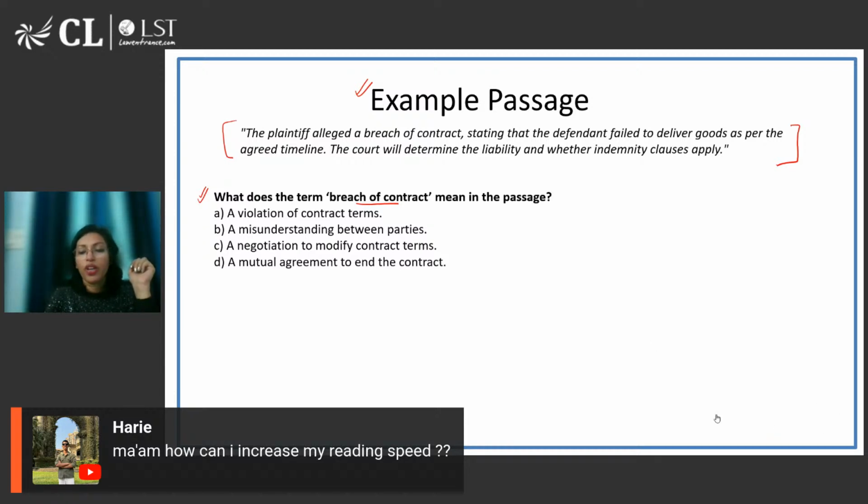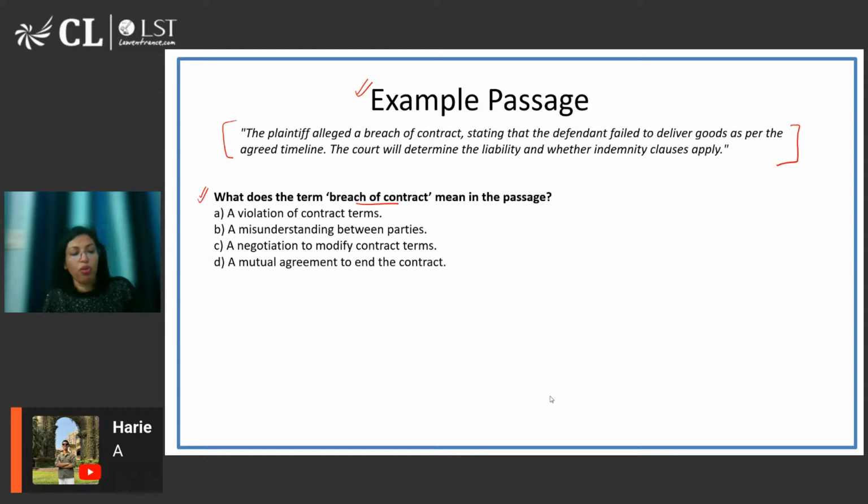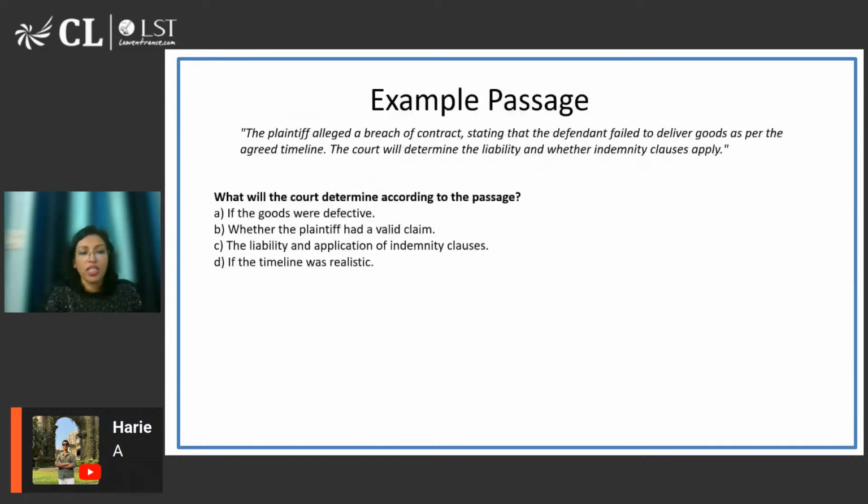Okay, all right. Correct answer, yes, has to be A. Breach of contract means a violation of contract terms, not a misunderstanding, not a negotiation, and not a mutual agreement to end the contract. So, breach means to break. Okay, so when the contract is broken, it is a violation, and that is the correct answer, violation of the contract term. Okay, let's look at the next question.